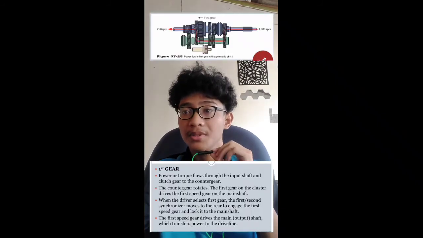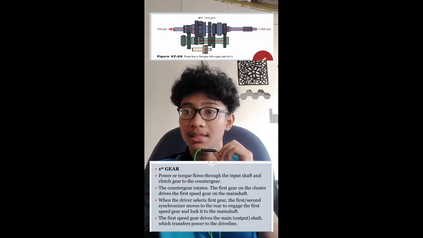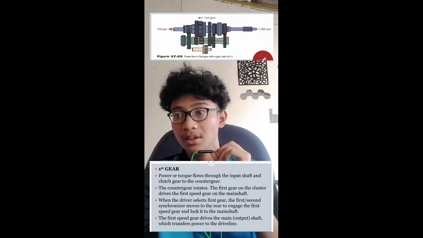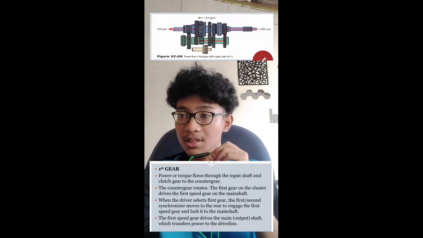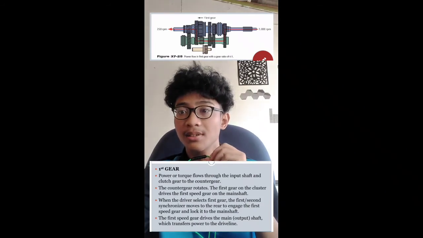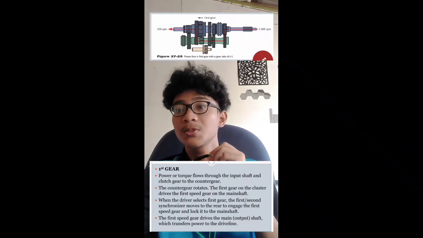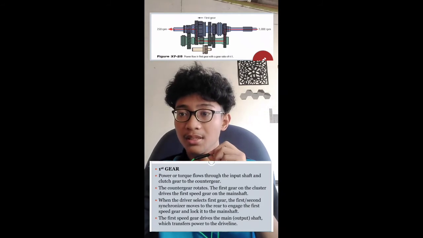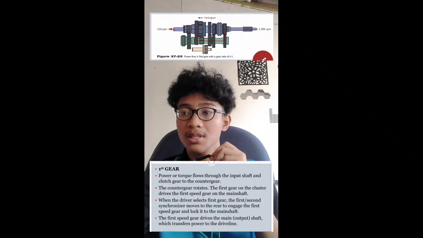First gear. Power or torque flows through the input shaft and clutch gear to the counter gear. The counter gear rotates. The first gear on the cluster drives the first speed gear on the main shaft. When the driver selects first gear, the first/second synchronizer moves to the rear to engage the first speed gear and lock it to the main shaft. The first speed gear drives the main output shaft, which transfers power to the drive line.